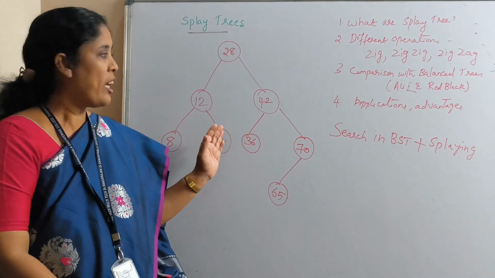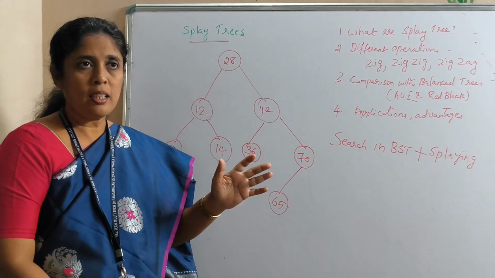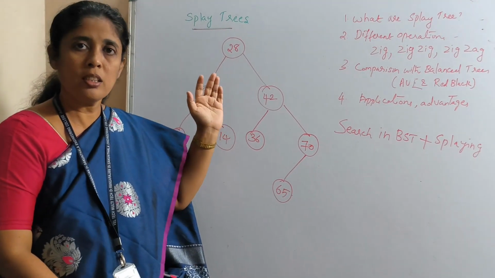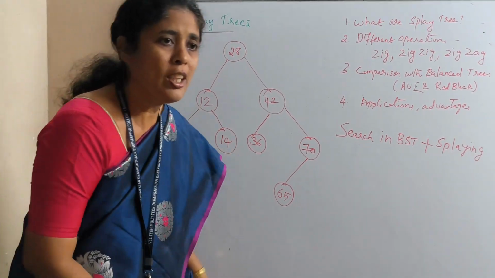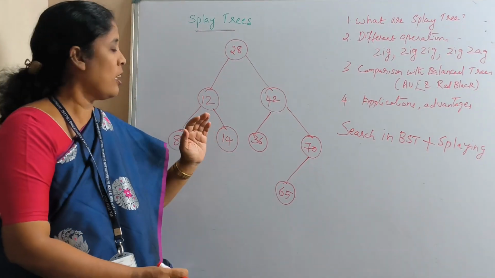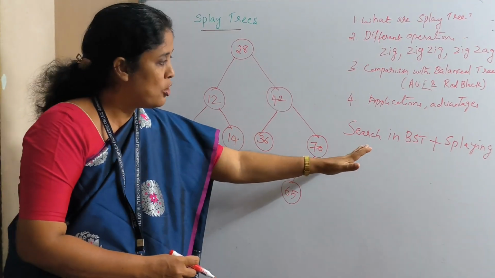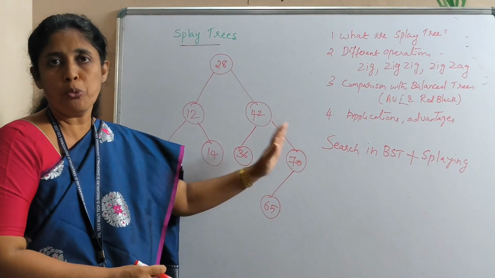Now we have an example here. As I said, when you access an element, that element has to be brought to the root. The search element or the accessed element has to be brought to the root. That is what is called splaying. So first is searching in a binary search tree plus splaying. That is what we are going to do here.